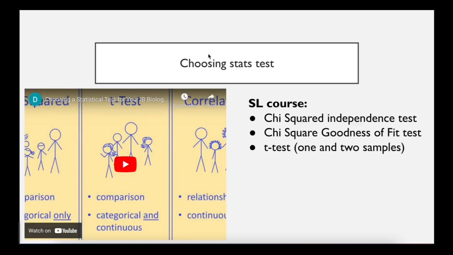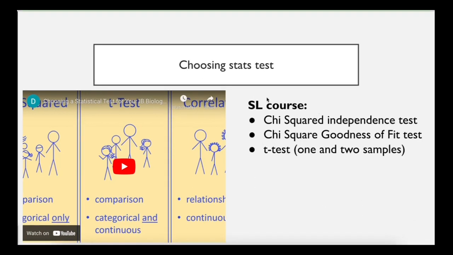In order to choose the stats test, we have three that we're going to be covering in this syllabus. So we have our chi-squared independence test, our chi-squared goodness of fit, and we have the t-test. If ever you're wondering which test you need in order to evaluate your situation, this is a really useful video. It's especially useful to choose your stats test for an IB biology course, but it's really useful for our course as well. So I encourage you to watch this one.